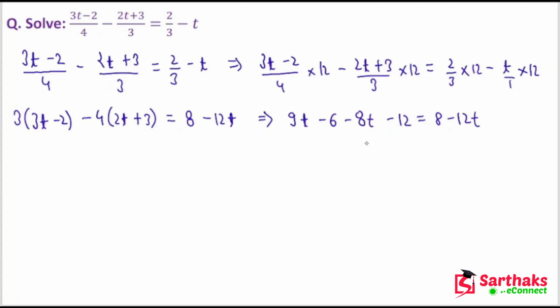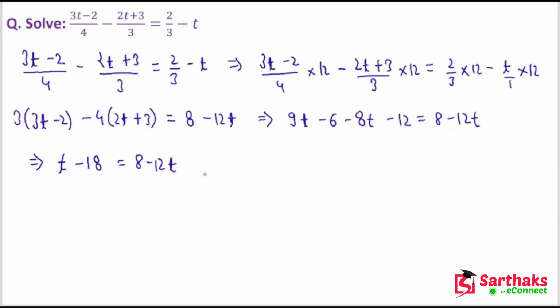Now firstly we can solve the LHS and make it a bit easier, or we can easily simplify the LHS. So 9t minus 8t is nothing but just t. Minus 6 minus 12 is equal to minus 18. So it is t minus 18, and it is equal to 8 minus 12t.